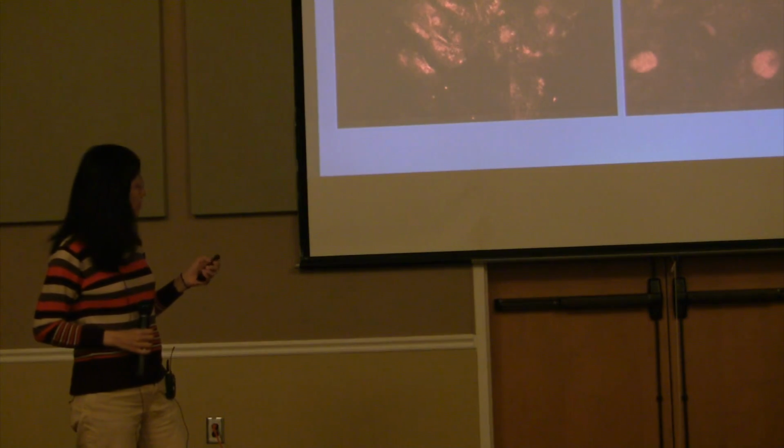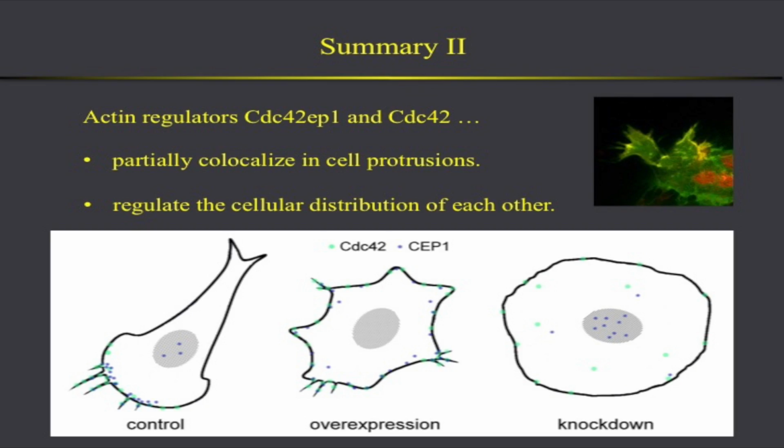So for a summary of this part of the talk, Cdc42 and CEP1 are expressed in an overlapping manner in membrane protrusions, and they do regulate the cellular distribution of each other. So this is a very crude model, so that in control conditions, Cdc42 and CEP1 are enriched in cell membranes and in membrane protrusions or close to the cell membrane, and they are distributed in a polarized manner.